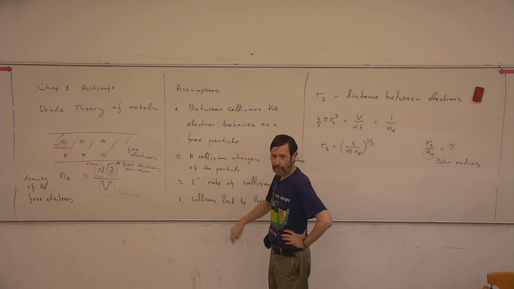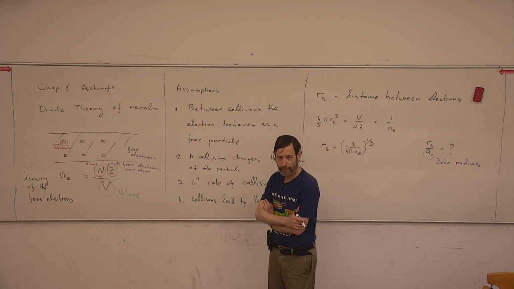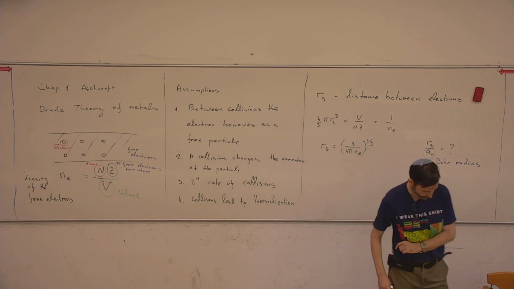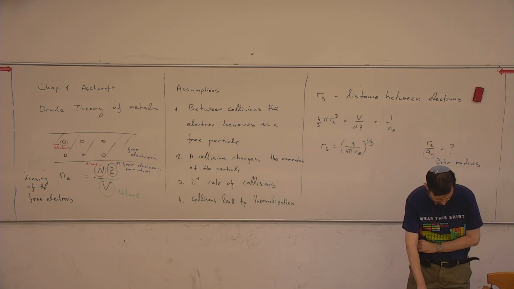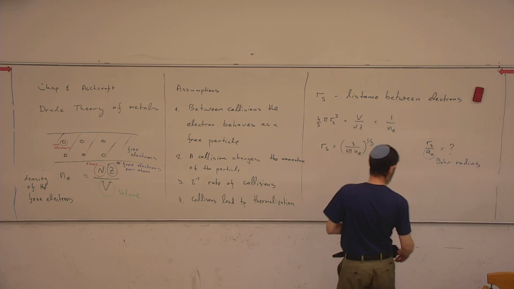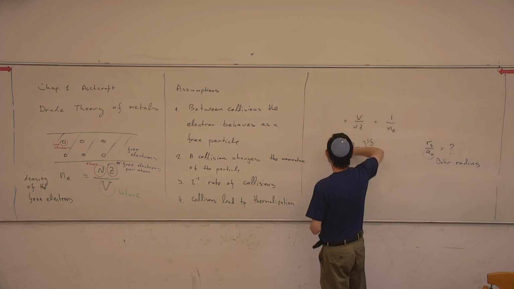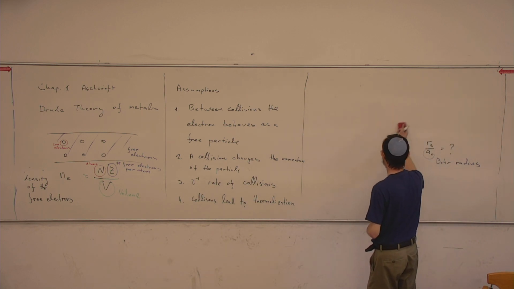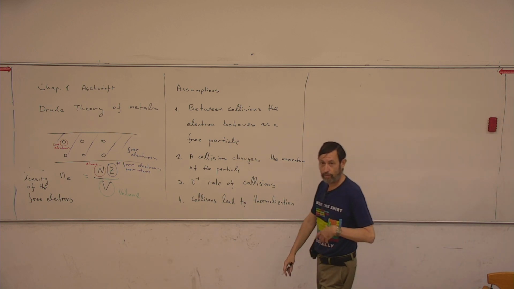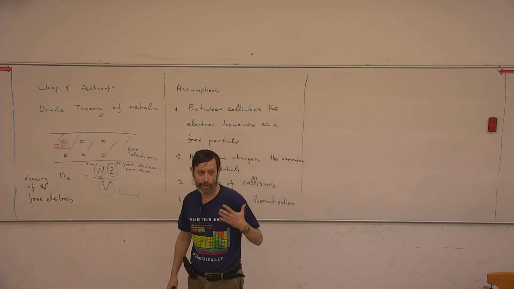Okay, so these are the four assumptions. Let's take these assumptions and try to understand what they tell us about the electron. Okay, so first step, we'll go back to high school and remind ourselves, what does Ohm's law tell us?